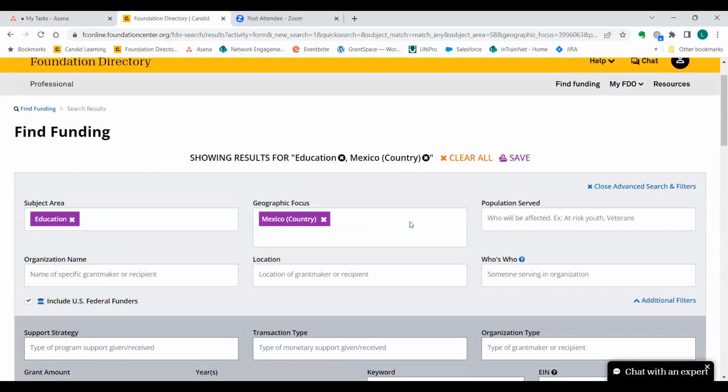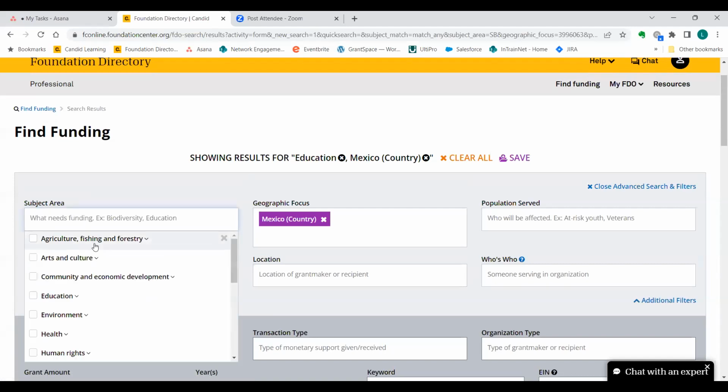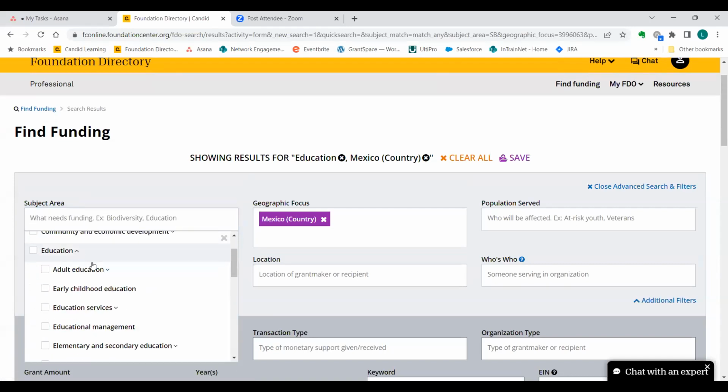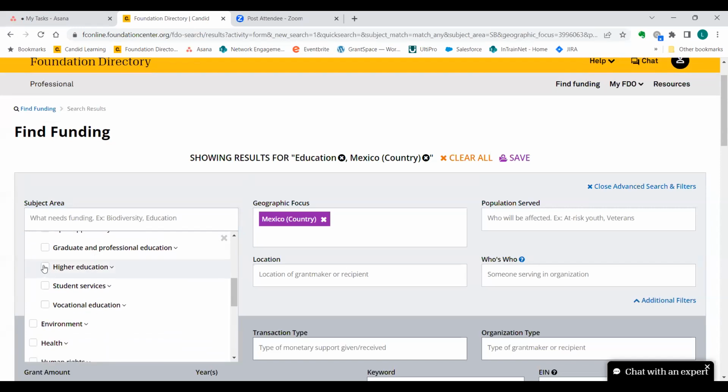Okay, so there are quite a few grant makers. So I am going to narrow this down again.